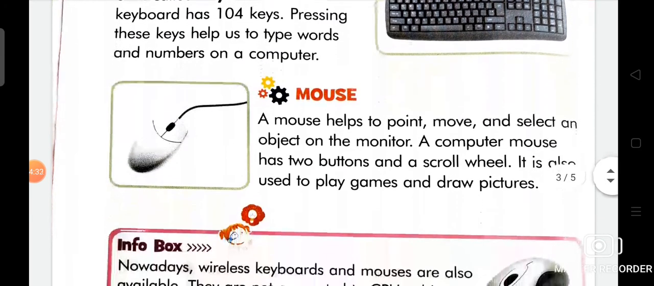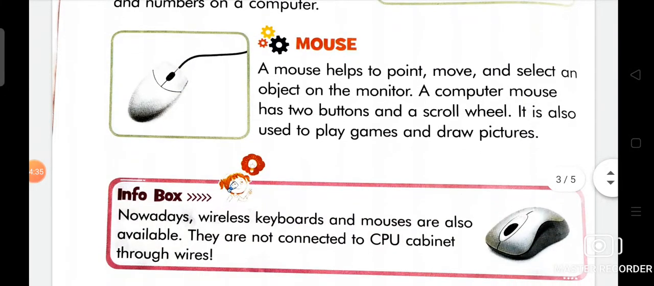So students, your next topic is mouse. As you can see, it is the picture of a mouse. A mouse helps to point, move and select an object on the monitor. A computer mouse has two buttons and a scroll wheel. It is also used to play games and draw pictures. Do you know that, students?